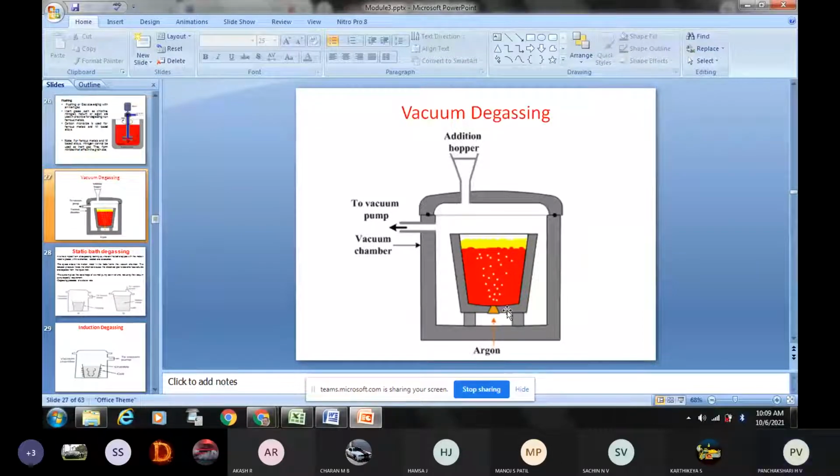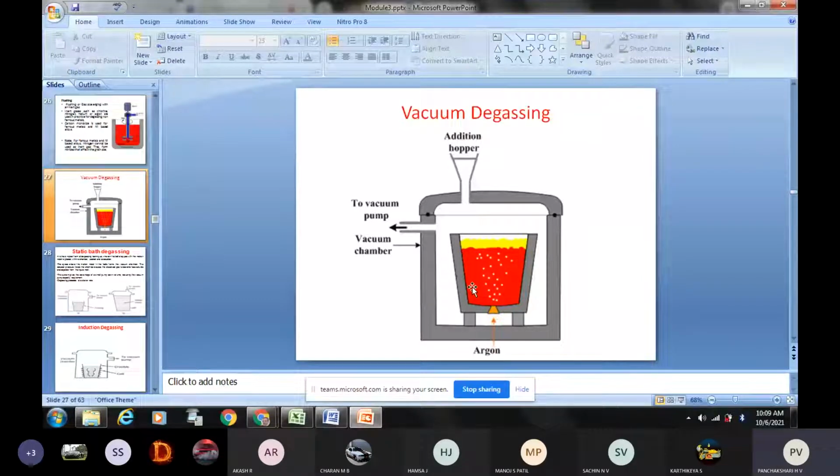Then you can see the addition hopper. What is this addition hopper? Liquid metal can be fed into the chamber. This is the chamber, or this is the crucible. Into this crucible, from an external source, a furnace kept outside, liquid metal can be supplied continuously or whenever it is required. Hope you have understood this.